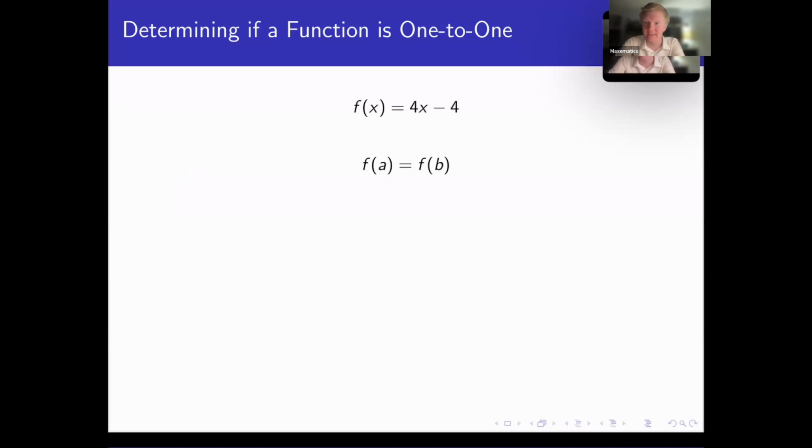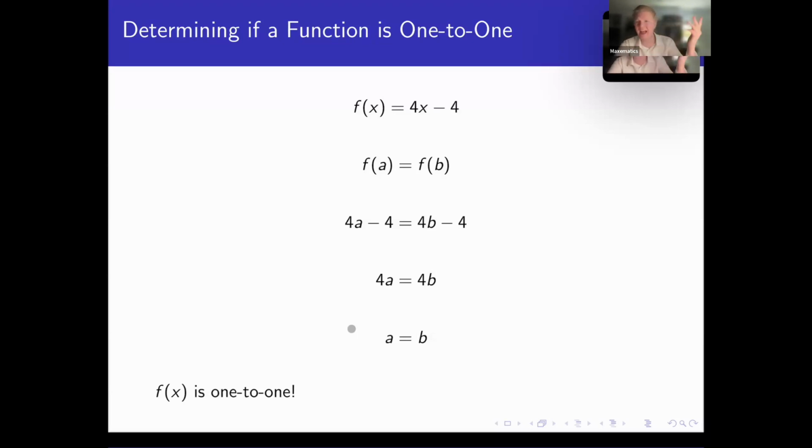So f of a says plug in a, f of b says plug in b. And what we can do from here to solve for a, we can add 4 to both sides. Well, that gets rid of both of the 4s. We can divide both sides by 4 and we get a equals b. So we got a equals b. In the event that f of a equals f of b leads to a equals b, your function is one-to-one. This is the result we want.